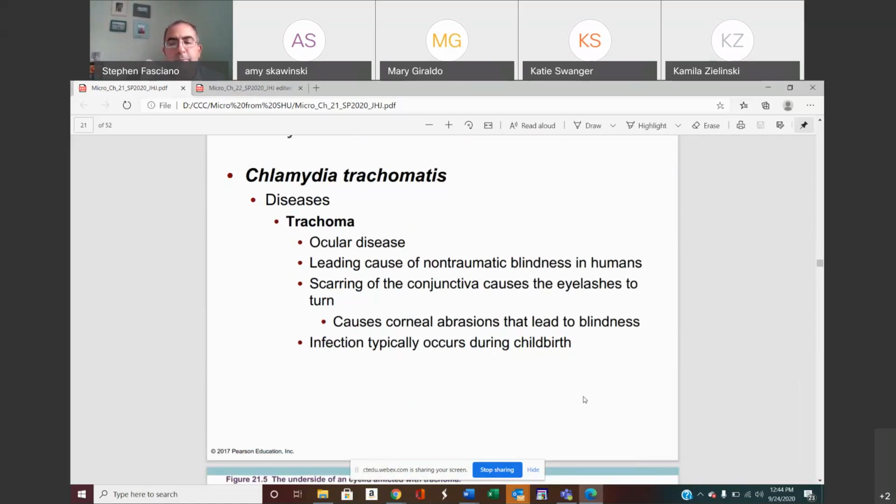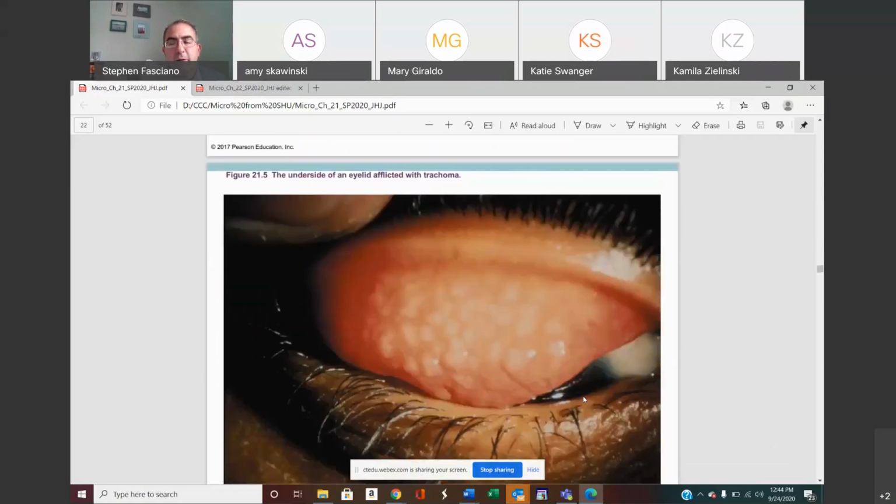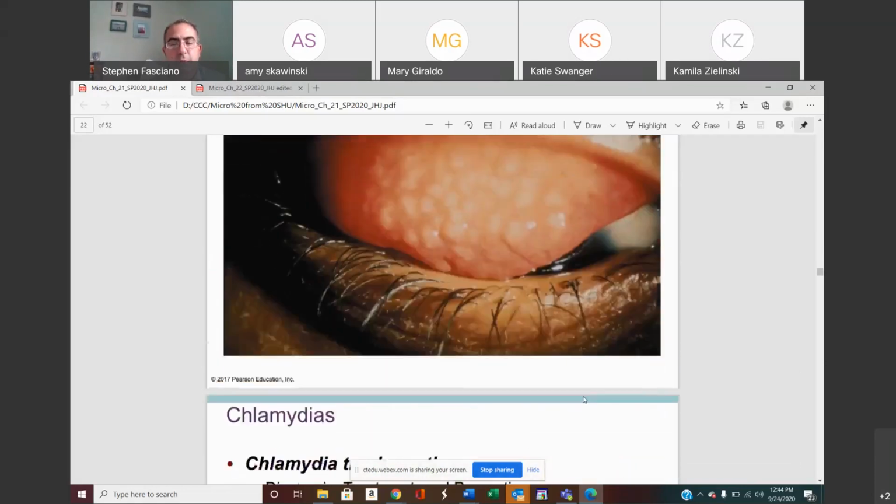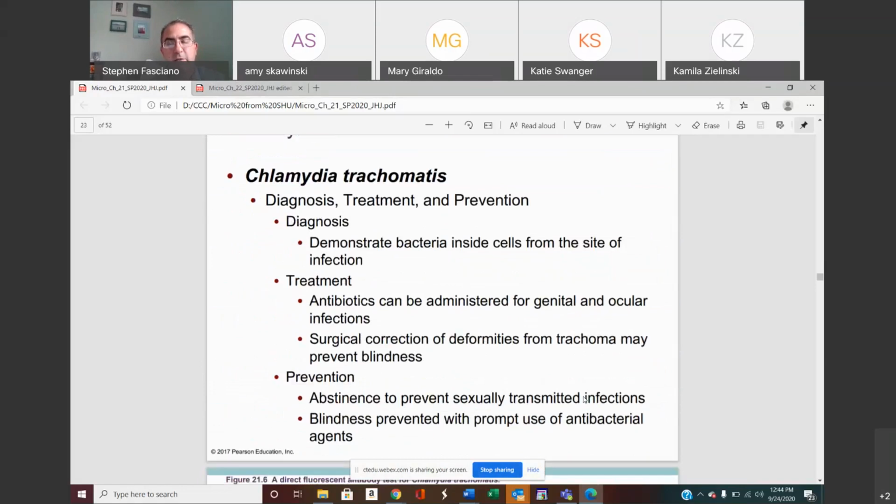It typically occurs during childbirth. So right after your child's born, they actually put eye drops in their eyes. Treatments are antibiotics. Remember, these are bacteria. They can be treated by antibiotics. Prevention: abstinence to prevent sexually transmitted diseases, or safe sex. Blindness is prevented with prompt use of antibacterial agents. So, like I said, they put drops in your baby's eyes right after birth.